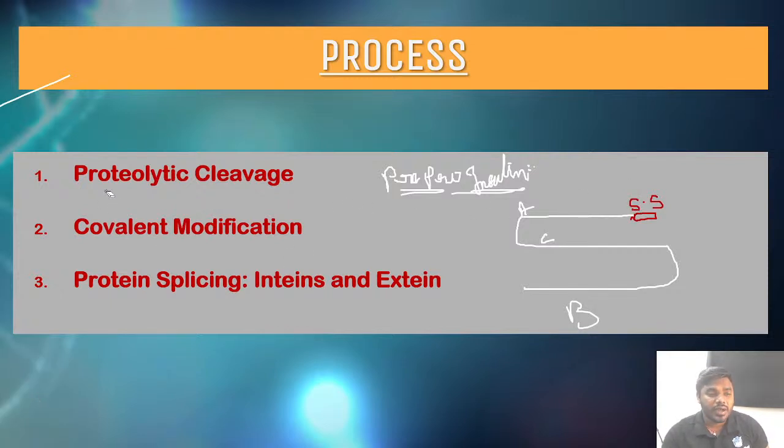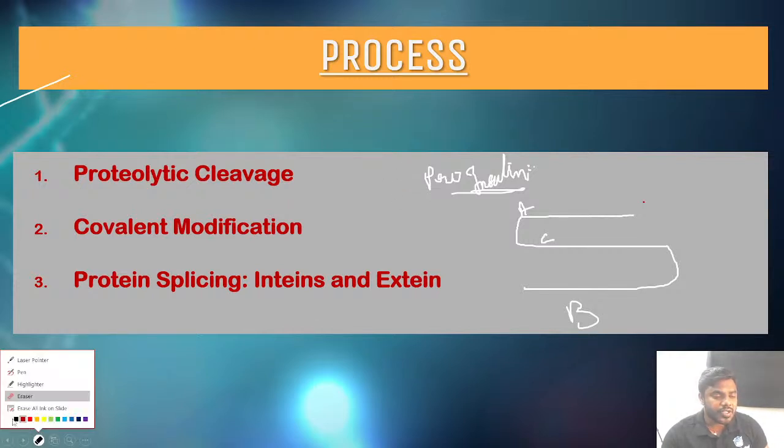By proteolytic cleavage, we remove this signal sequence. Simple point, friends. Upon removing the signal sequence, the pre-pro-insulin is converted into what, friends? Pro-insulin. I have given you a hint. The pro-insulin is also not a mature insulin. The pro-insulin is also not a biologically active insulin.